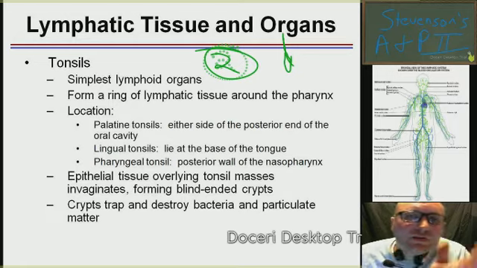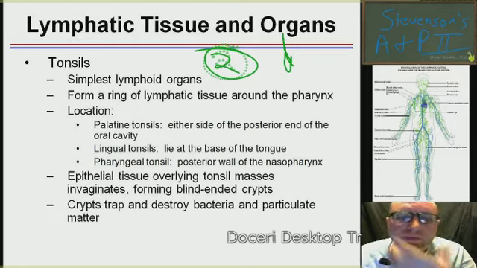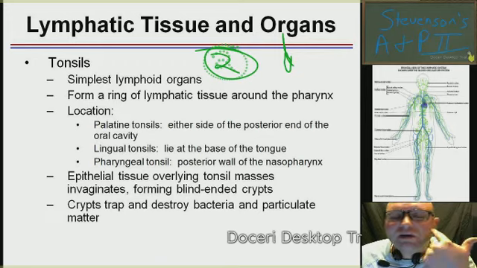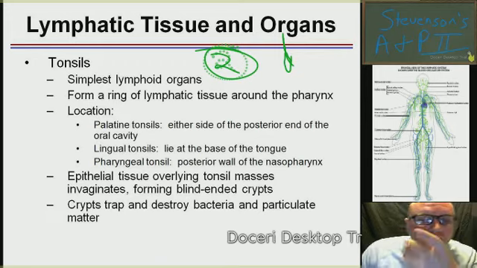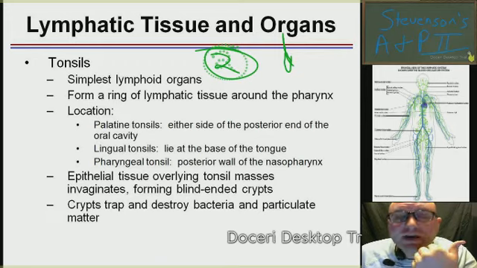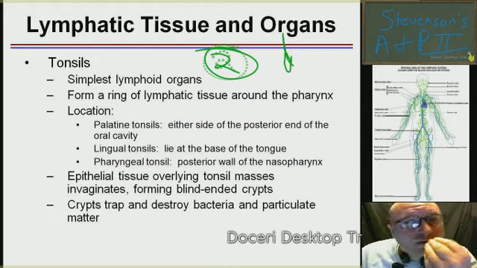So they're found on either side of the root of the mouth, the posterior end of the mouth, back here. Okay, the lingual tonsils lie at the base of the tongue. The base of your tongue, it's not quite in your mouth. The base of your tongue goes down into your pharynx, into your throat.